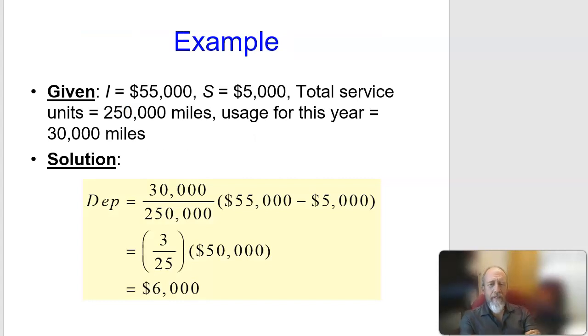Let's say we've got a vehicle that has a useful life of 250,000 miles. And we use, in a given year, 30,000 of those miles. So, still got the I minus S, 55,000 minus 5,000. Those are the actual values associated with it. And the depreciation for that year would be the number of service units for that year over the total number of service units. Not hard to do. Just know what the service units are measured in, and that's your depreciation for that specific year. Like I said, unit production is not hard. Straight line is not hard. And for the most part, neither are the other methods.